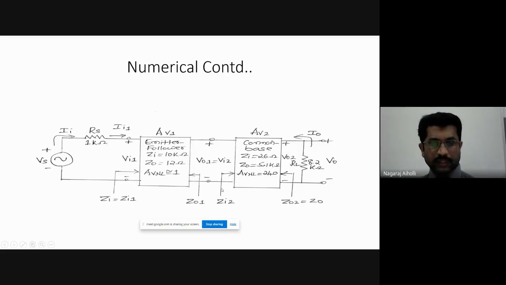Zi2 is the input impedance at the second stage. Zo2 is the output impedance at the second stage. Voltage output at the second stage is Vo2. The final output voltage is Vo. The final output current is Io. We can see here Vo1 is equal to Vi2. That is, the output voltage of first stage will be the input voltage to the second stage.